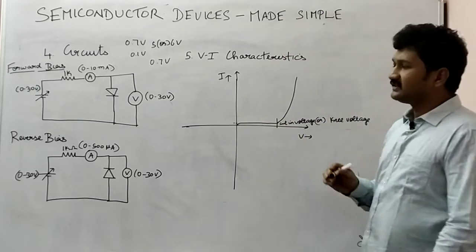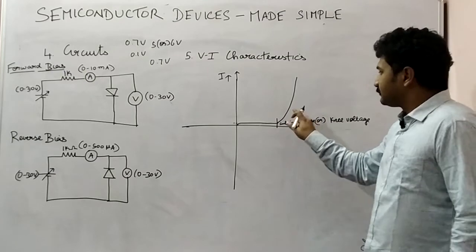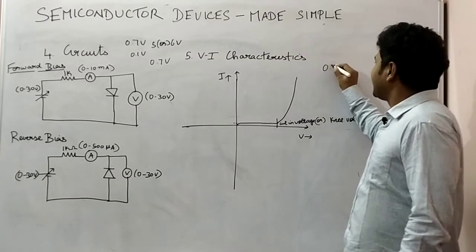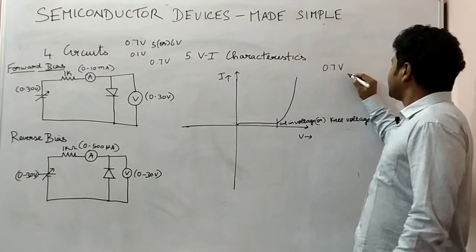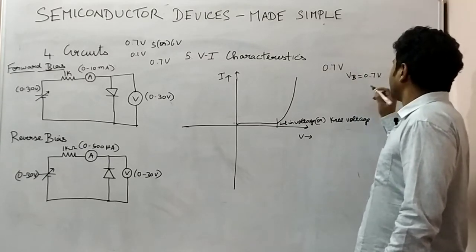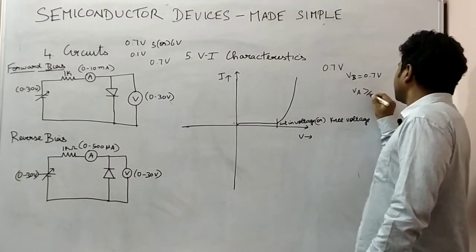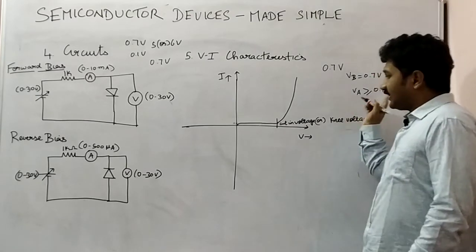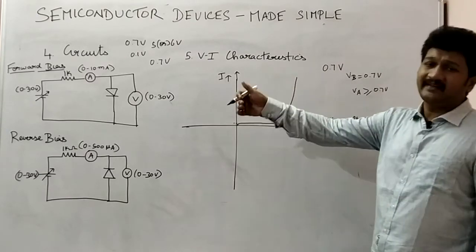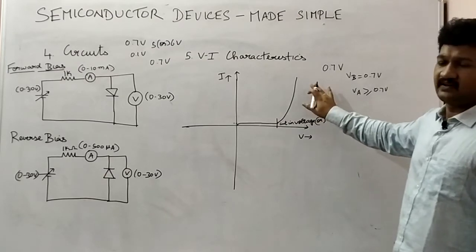We have to observe one thing: after this point, however much the applied voltage is increased, the diode voltage will not increase but the current will shoot up to the maximum. This is the point where we have crossed the barrier potential of 0.7 volt. Barrier potential is 0.7 volt. The applied voltage, VA, should be greater than or equal to 0.7 volt. Only after that point does the diode start conducting. After 0.7 volt, however much we increase the voltage, only the current increases. So this is all about the forward bias characteristics of a PN junction diode.